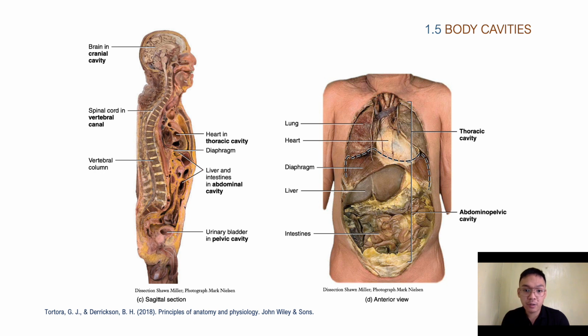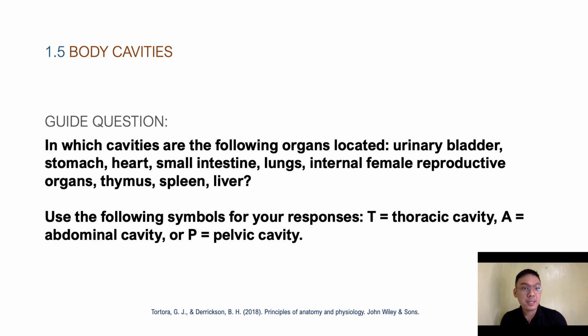In the anterior view, you'll see the lungs, heart, your diaphragm, liver, intestines, the thoracic, and your abdominal pelvic cavities. There's a guide question. In which cavities are the following organs located? Urinary bladder, stomach, heart, small intestines, lungs, internal female reproductive organs, thymus, spleen, and liver. Use the following symbols for your responses. We have your T for thoracic cavity, A for abdominal cavity, or P for pelvic cavity.